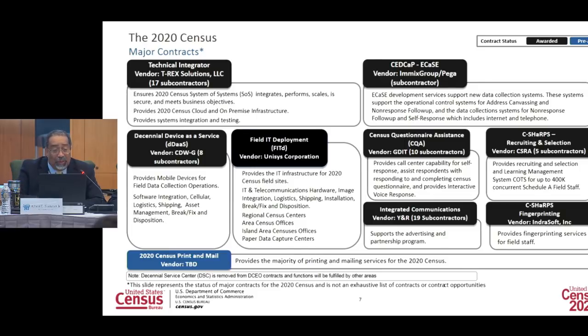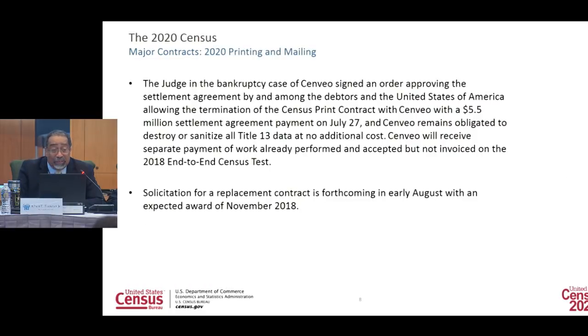As I just mentioned, the one contract that is not in place is the 2020 printing and mailing contract, which was formally awarded by the Government Publishing Office to Sinveo Incorporated, who subsequently filed a petition for bankruptcy under provision of Chapter 11. Following the Sinveo filing its petition for bankruptcy, Sinveo and the United States engaged in discussions regarding Sinveo's restructuring process, including its projected liquidity, any impacts it would have with respect to the 2020 printing and mailing contract. The United States concluded that because of the constitutional mandate to conduct the 2020 census, it was in the public interest to terminate Sinveo's contract.